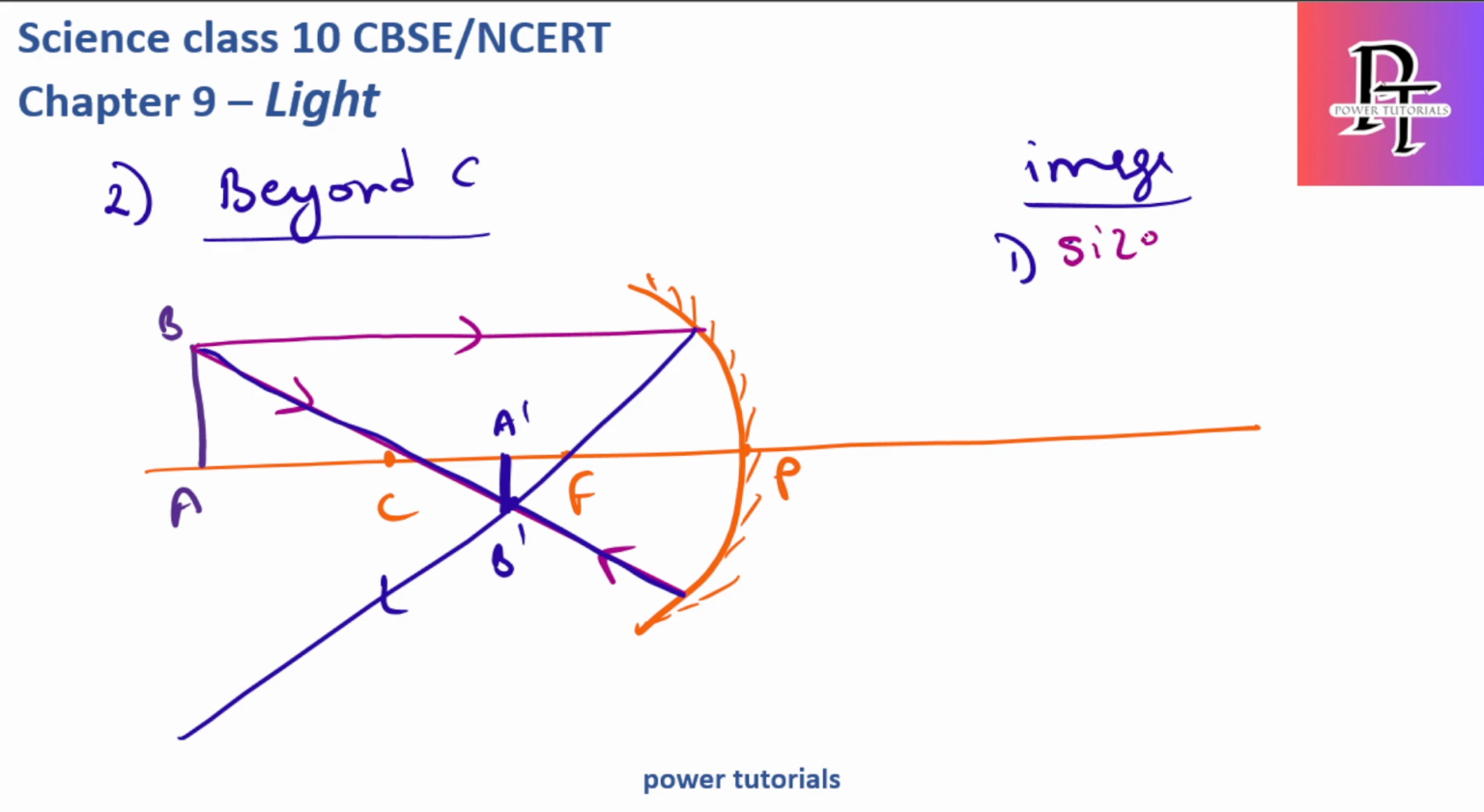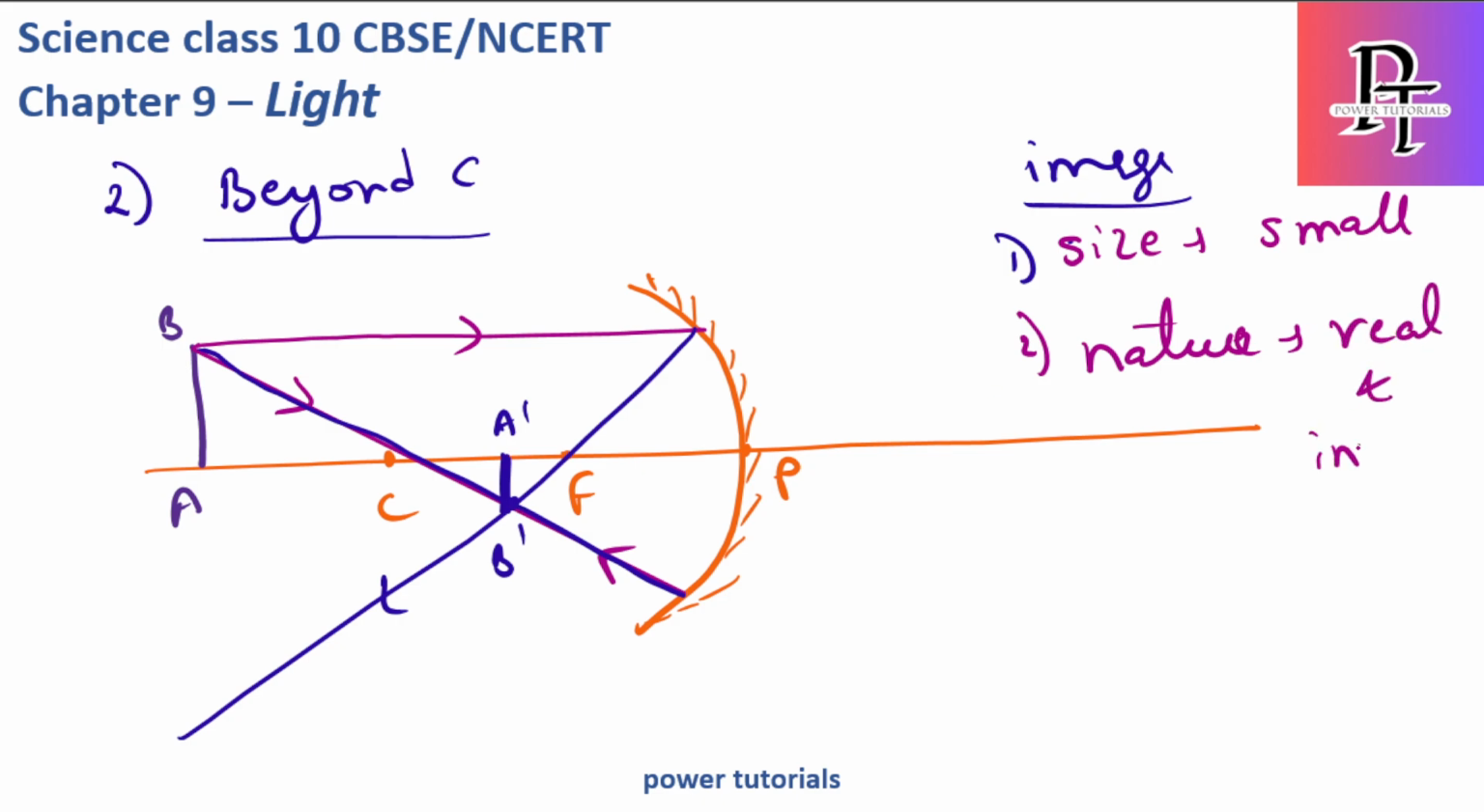What about size? It got small. I can't say diminished, but yes, it is smaller than the original size. Second, nature. If you notice properly, it is inverted because the object is above the principal axis, but we got the image below the principal axis. It is a real and inverted image. What about position? Where is it formed? Position is between C and F.